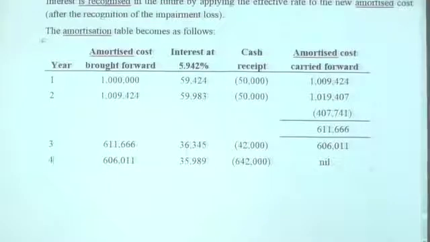Using the effective interest rate, this is the interest income, but you receive 42,000 in cash. This is the closing balance. When it comes to the fourth year opening balance, you recognize interest income using the effective interest rate on the opening balance, and you will receive 642,000, both principal and interest. The account will be closed. Is that clear?